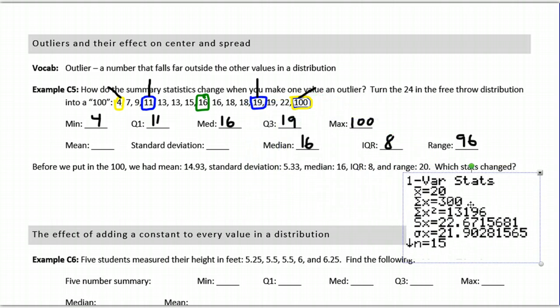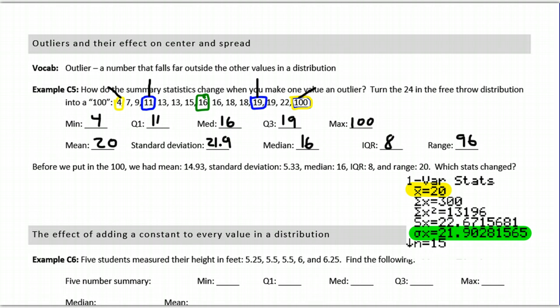What does this mean here? It says our mean, our x bar, remember x bar is the mean, that's going to be 20, and the sigma x, that σ with a tail on it, is going to be 21.9. So let's write those in. 20 is the mean, and then 21.9 is our standard deviation.